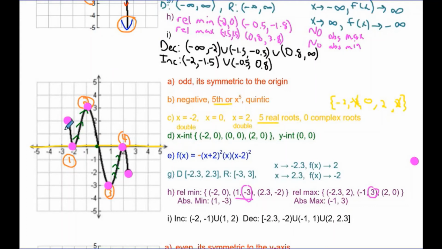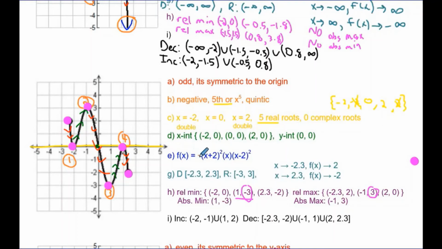So here, when I look at the decreasing intervals, we're going down there, square bracket, open bracket, parentheses. Here, they're going down on this interval, and it's also decreasing here. So the first one, -2.3 to -2, 1 to -1 to 1, and 2 to 2.3. The brackets are because of the endpoints on the original graph.